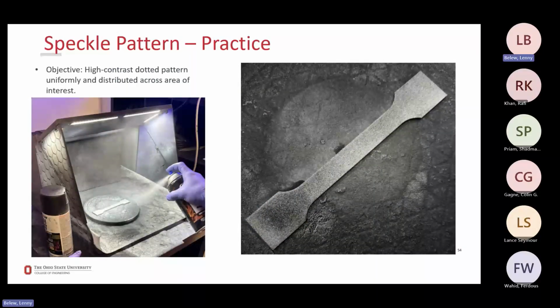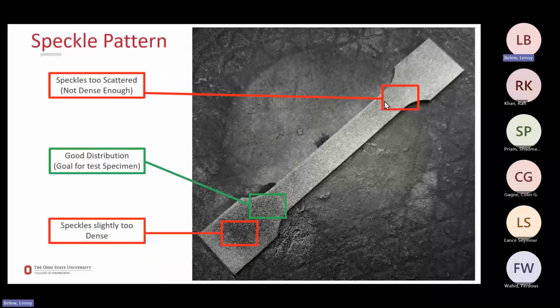All right, so speckle pattern. We did a practice run prior to our day of testing. We wanted to make sure that we got a very good distribution of the black dots. This is very influential on the error that we get when we calibrate the software. So it took a while for us to get it down right, but after a lot of practice, Colin was able to get it down pretty good.